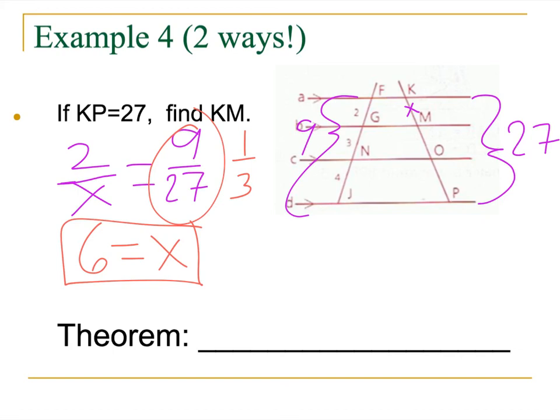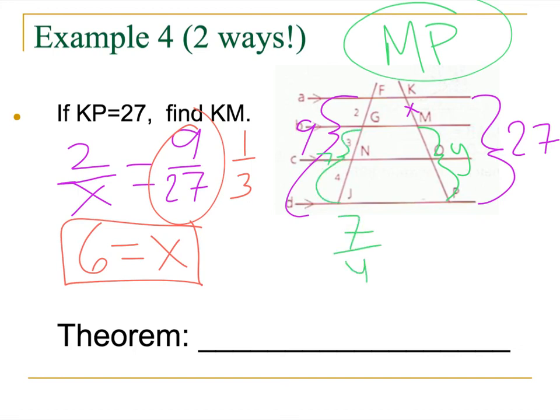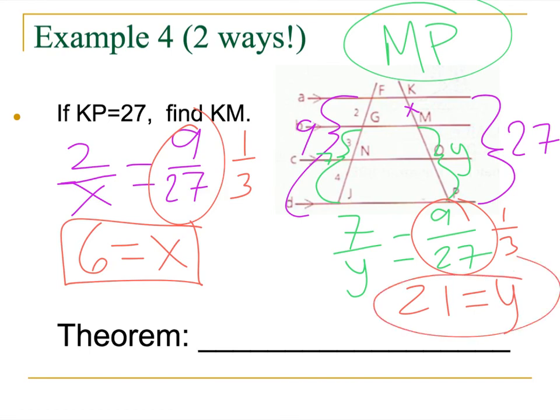Okay? You guys, that could work for anything. I can give you a separate problem here. What if I wanted MP? Well, MP, let's call that guy y. I could do, let's see here, 7 over y is equal to 9 over 27, cross multiply and solve. Again, that is 1/3, that's what this reduces to. So I'm going to get 21. 3 times 7 is 21 equals 1y. And I could get MP that way.